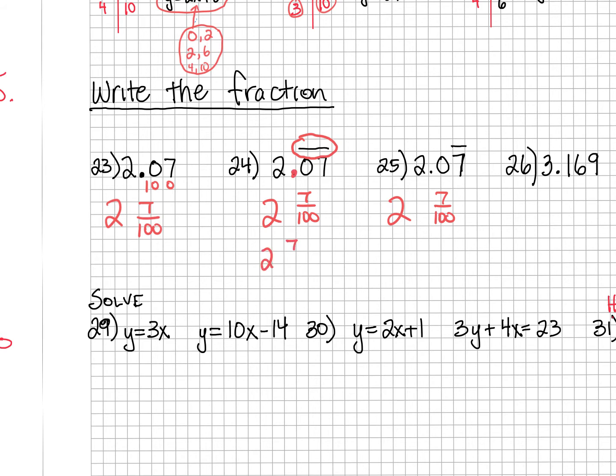2 and 7 99ths. We just take 1 away from the bottom. Okay, so that one's a full line. What happens when we have a lazy line that doesn't go all the way back to the decimal?